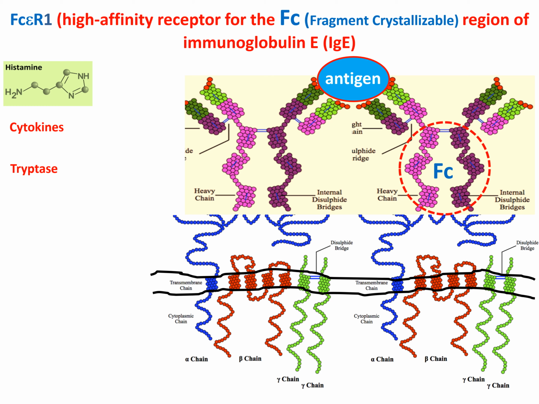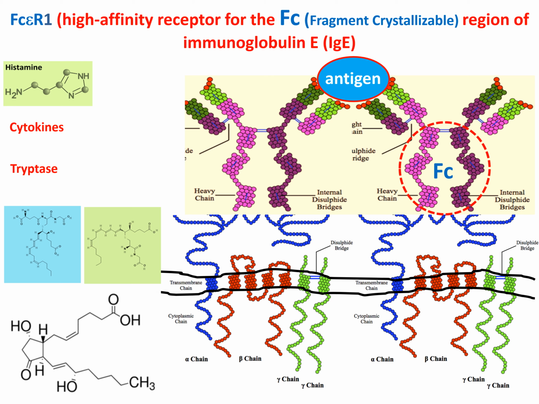And also they will release tryptase, which is a serine proteinase. It is an enzyme that cuts the peptide bonds in proteins. And also they are going to release the leukotrienes C4 and D4. Besides, they are going to release prostaglandin D2. And all these substances will produce the following effect in the next slide.